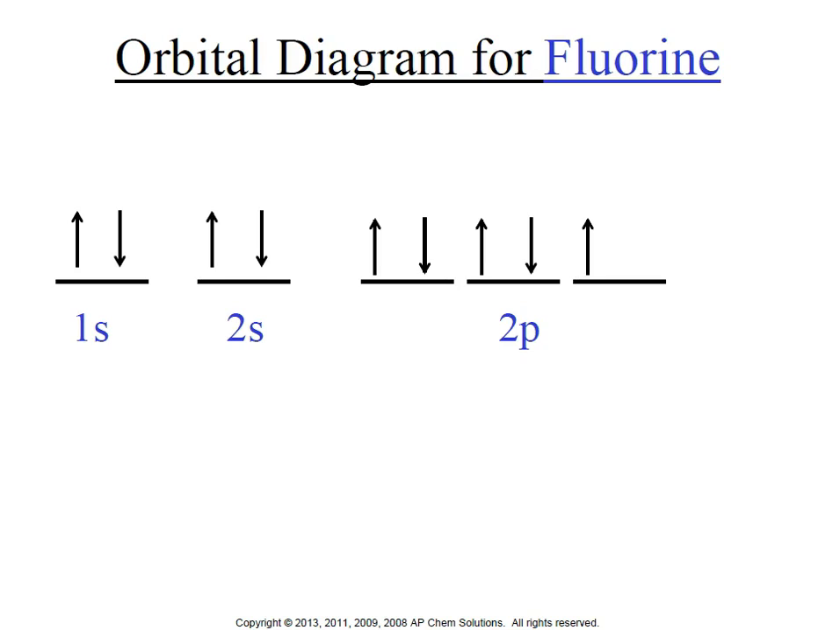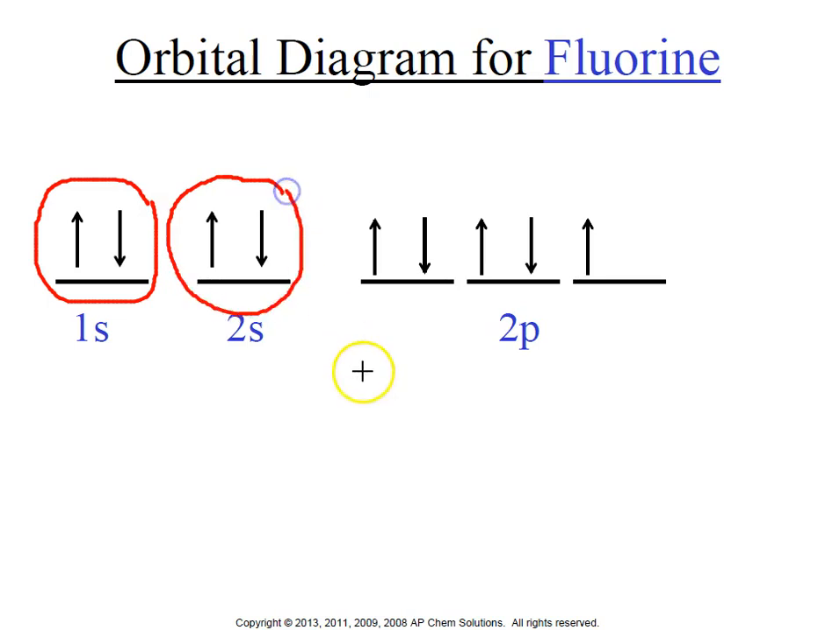For fluorine, we have 2 in the 1s, opposite spin, 2 in the 2s, opposite spin, and then when we move to the 2p, we would put 1 up, and then another up, and then another up, and then when we have some more, we come back and do the down arrows. You could also start by going down, down, down, and coming back and doing your up arrows.